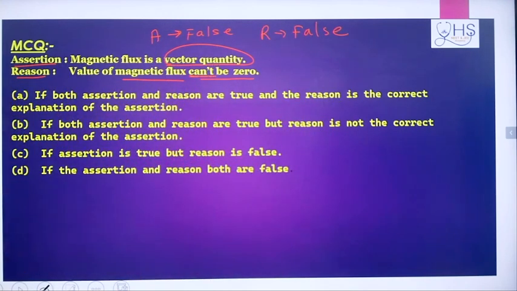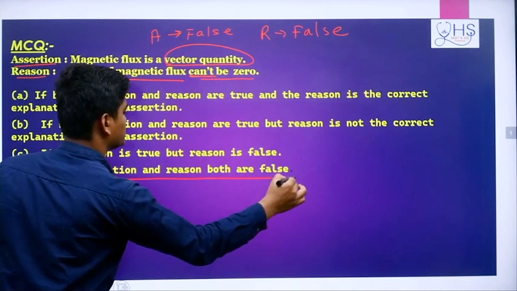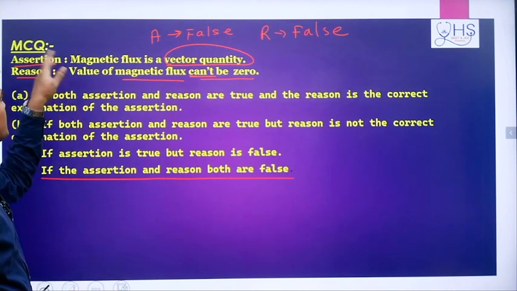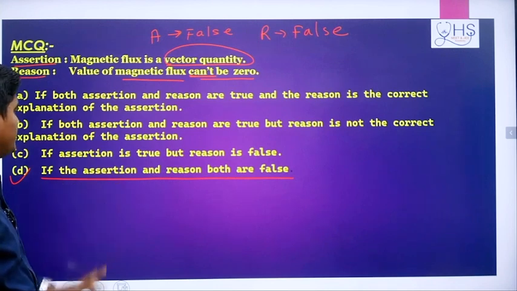Now it is very easy to identify, you check here. Here it is written D if both assertion and reason are false. Okay. So remember, magnetic flux is a scalar quantity and its value can be 0, positive, negative. Based on that they asked here. So your D answer is correct.